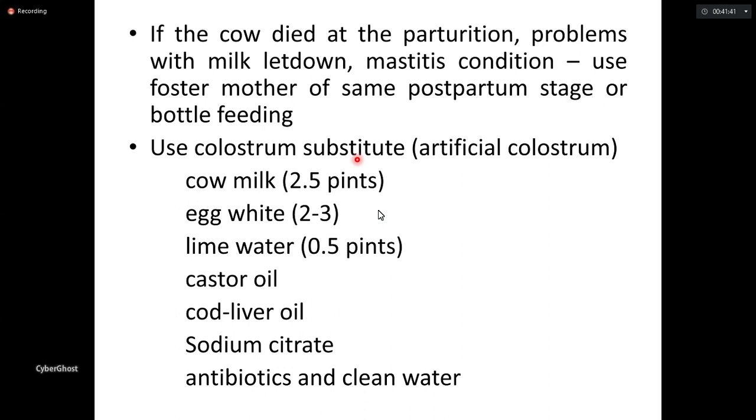Or maybe the colostrum stored in the farm, in the refrigerator or the freezer. So what we have to do is depend on whatever available colostrum in the farm which is not coming from the original mother. Or what we can do is prepare an artificial colostrum just to feed these animals. So we have to add some cow milk, maybe egg white, lime water, several oils as ingredients, and antibiotics and clean water, and we mix it and prepare an artificial colostrum which is pretty similar to the composition of the natural colostrum, and the benefits which can be obtained are pretty similar to the natural colostrum. But unfortunately, in some cases it is not 100% equal in composition.